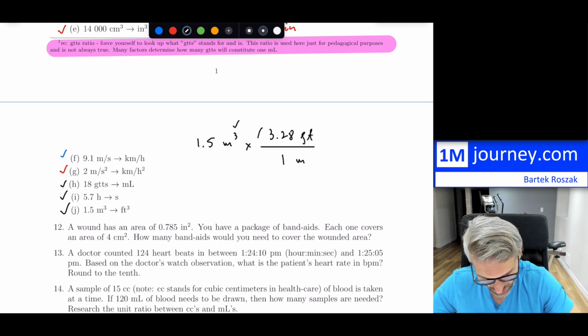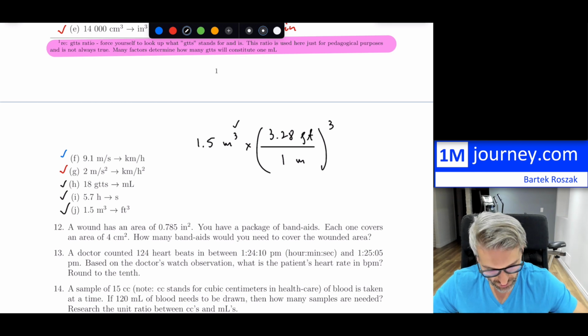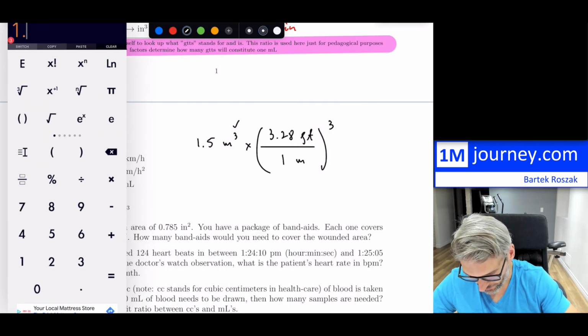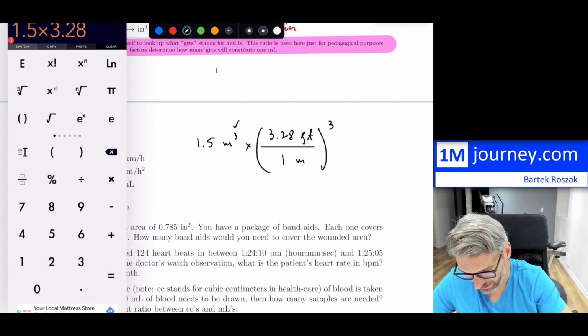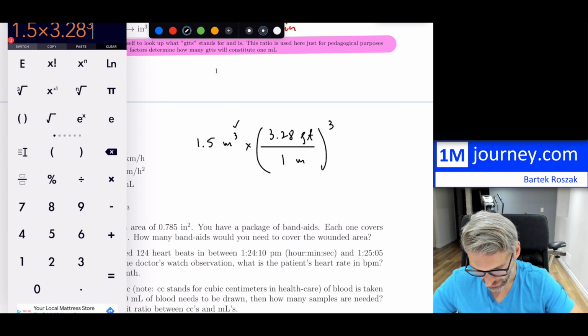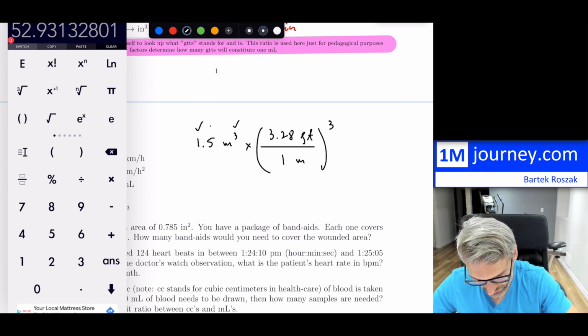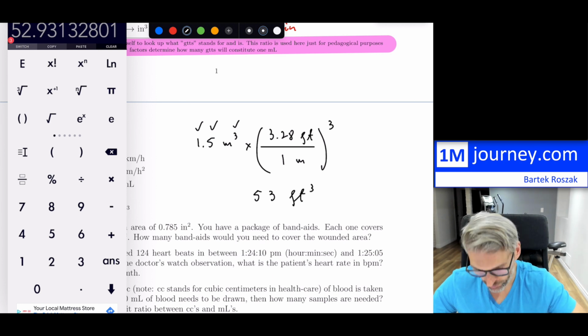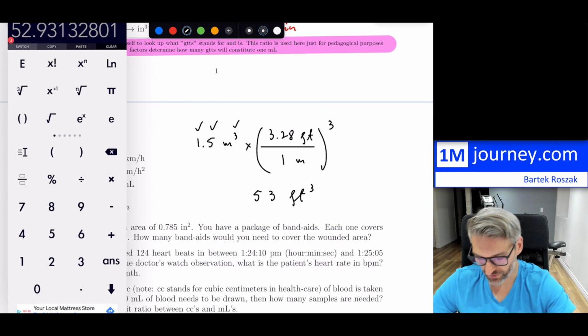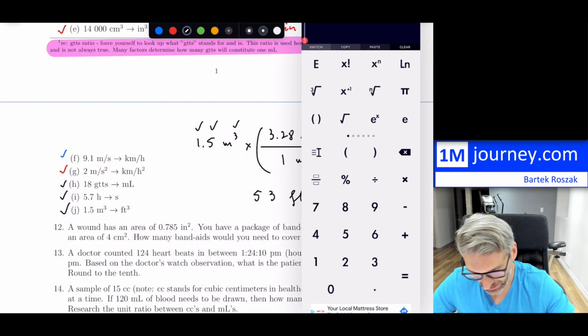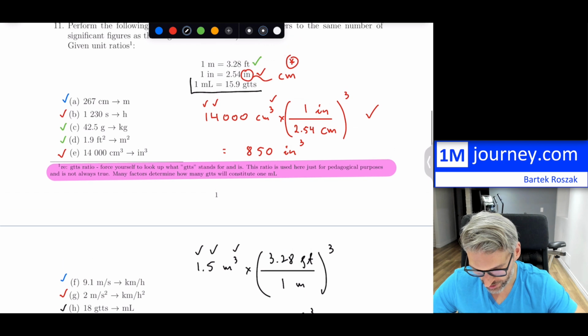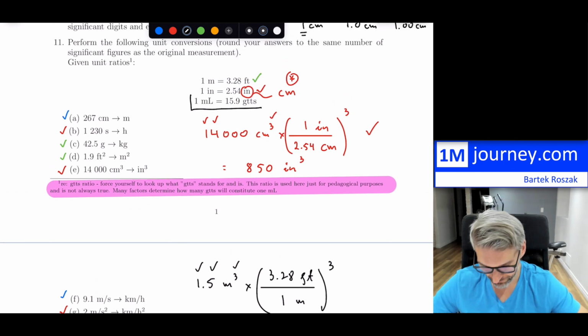Now it's cubed, so you have to take this and cube it. Let's see what that gives us. 1.5 multiplied by, oh, actually I don't need to do that because it's divided by 1. So I'm just going to say multiplied by 3.28, and I want to cube this one. And that's what this would be. So 2 sig figs here. This would have been 53 feet cubed, rounded to two significant figures. Great. So that completes all of the unit conversions with regards to that question.